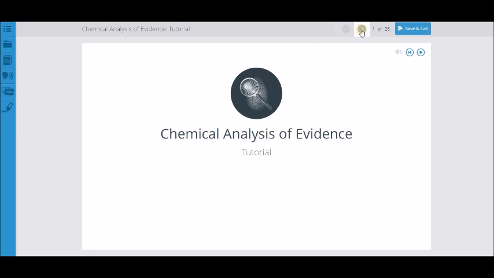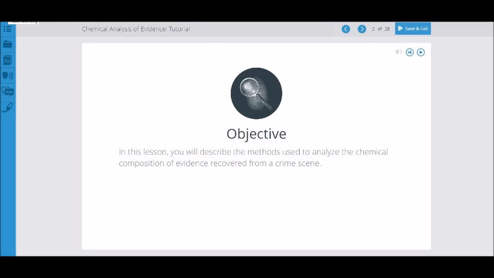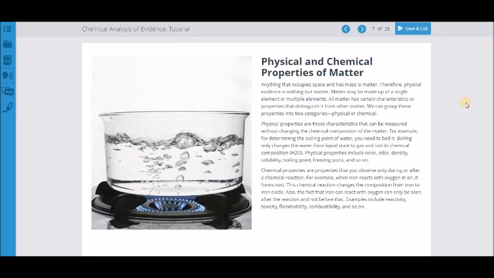So real quickly, we're going to go through this. This is chemical analysis of evidence, and the objective is that you will describe the methods used to analyze the chemical composition of evidence recovered from the crime scene. I emphasize chemical because next week we're going to talk about using light to look at crime scenes. So we're looking at ways in which we can look at crime scenes, and this week we're looking at chemistry. Now I jumped way ahead, so pause this if you need to, but the first thing we're going to talk about is the physical and chemical properties of matter.